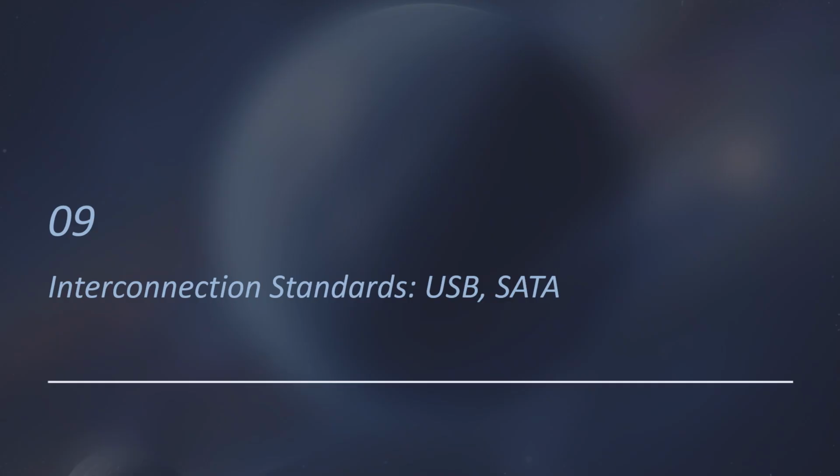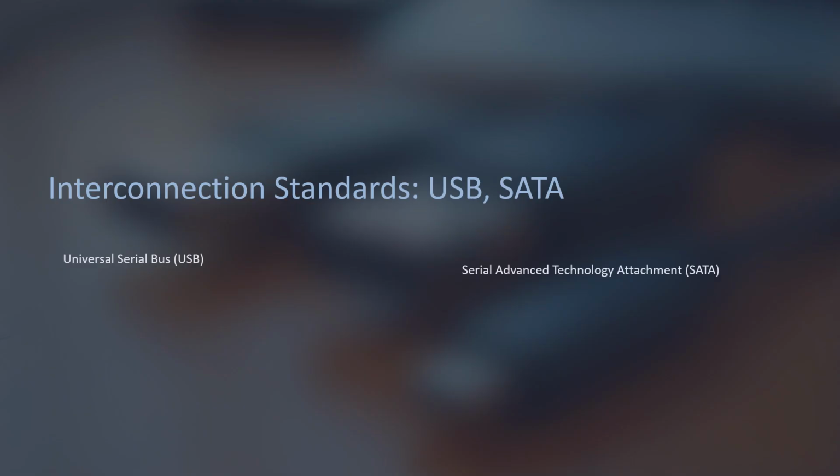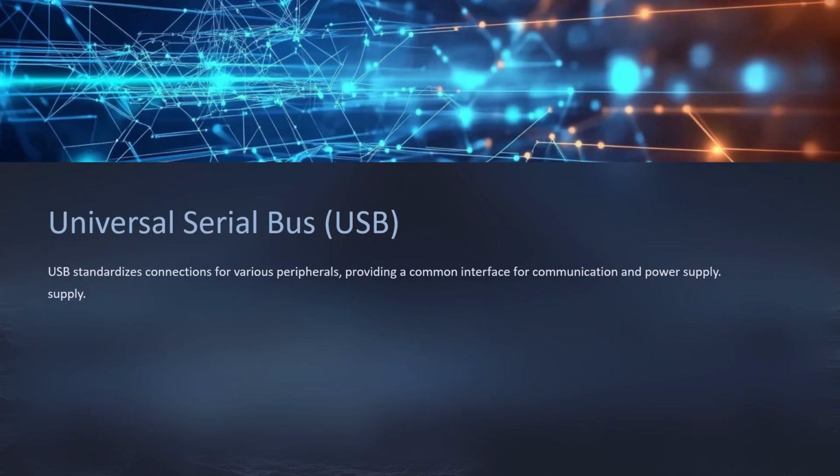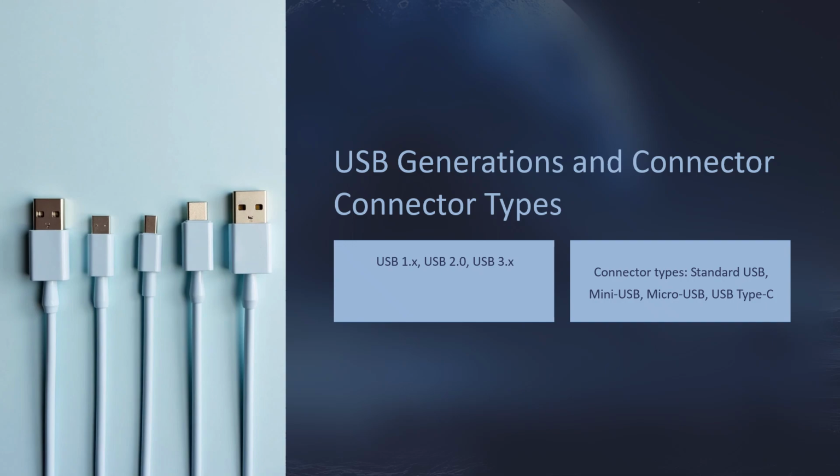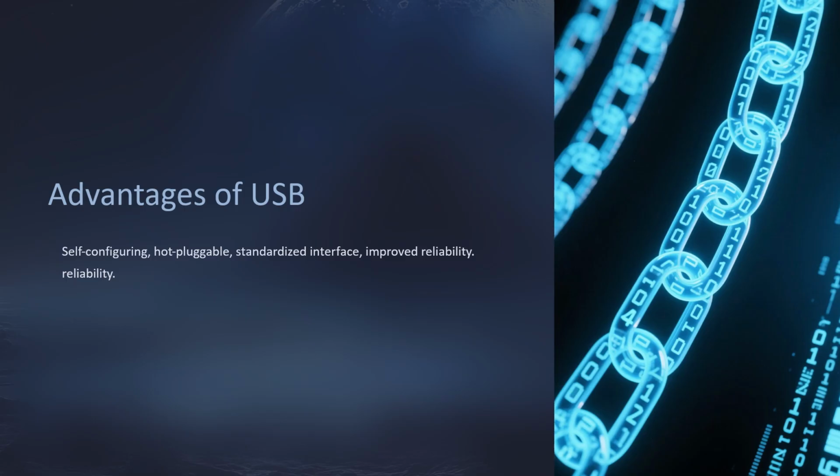Interconnection standard: USB. USB is the universal serial bus. SATA is the SATA cable, serial advanced technology attachment. USB standardizes connections for various peripherals, providing a common interface for communication and power supply. These are the USB generations: USB 1, 2, and 3.x. Connector types: standard USB, USB mini, micro USB, USB type C. These are the types of USB.